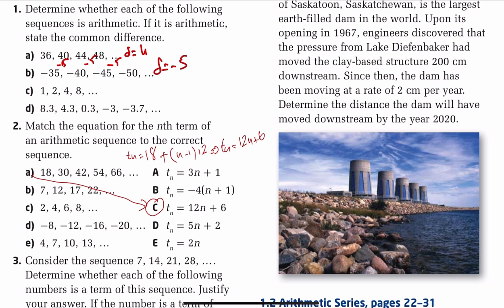Let me see number E, this one. I will do the same thing. So the first term is 4. T1 is 4 and d is 3. So my Tn is equal to 4 plus n minus 1 times 3, which is 3n plus 1. And 3n plus 1 is number A, this one. So this matches with this.